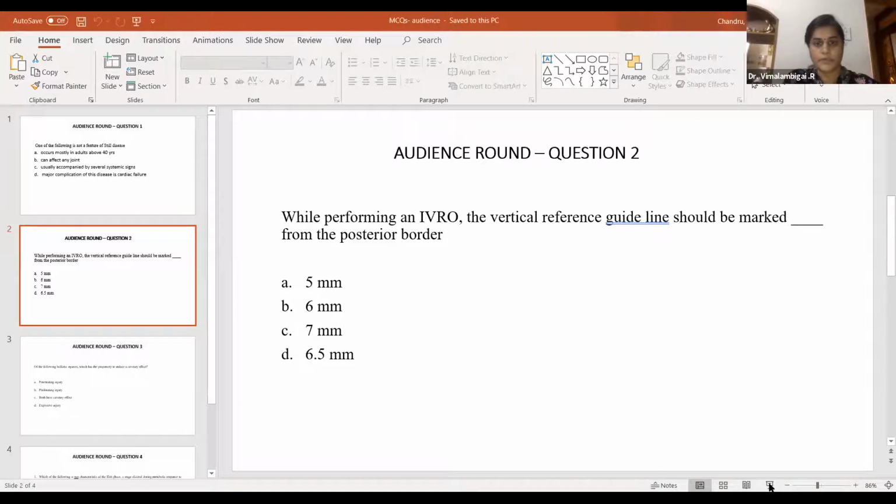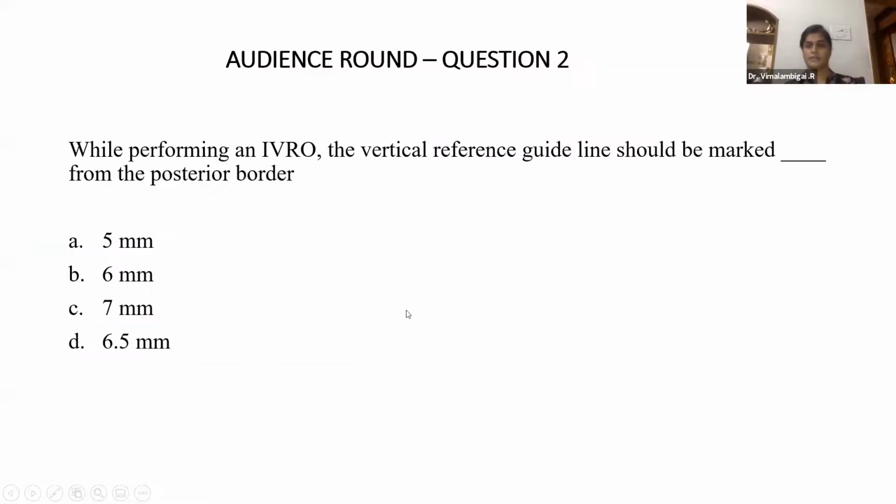Now we'll have an audience round. This is the audience round question. Audience, are you all ready? Please type your answer in the chat box. While performing an intraoral vertical ramus osteotomy, the vertical reference guideline should be marked how many millimeters away from the posterior border?